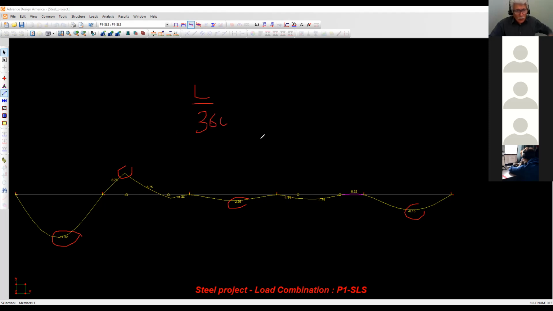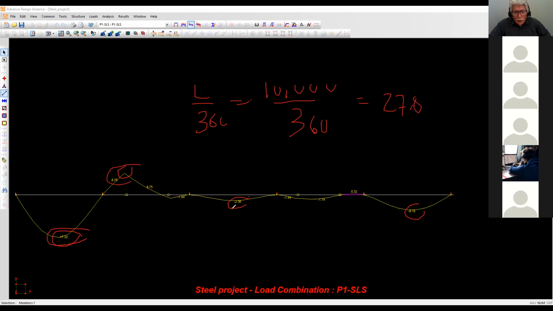Once I have all the right member sizes, I take L over 360, 10,000 divided by 360. Does somebody have a calculator? 27.8. Okay. Does it exceed 27.8 anywhere along my diagram? The answer is no. So for case number one, perfect. So you clear this.